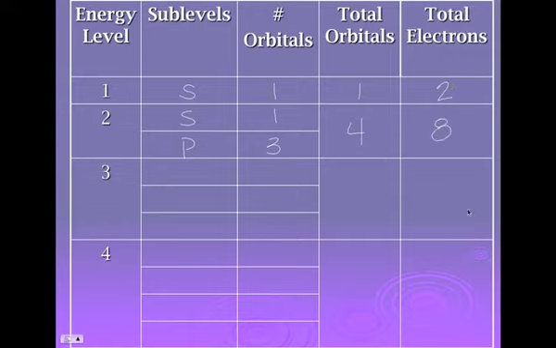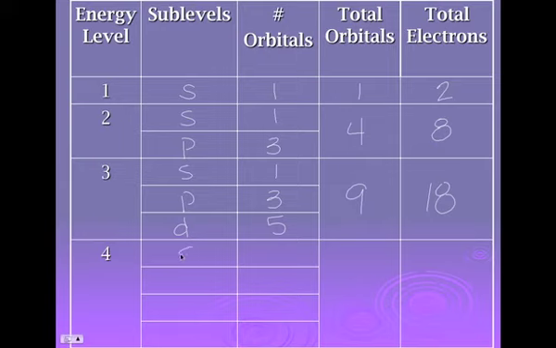You'll start noticing a pattern going on over here on this side. Energy level 3 can have the sublevels S, P, and D. That S can have 1 orbital, P can have 3, D can have 5. Remember, these go up by odds. Add all this up, total number of orbitals for energy level 3 is 9. 9 times 2 gives us 18 possible electrons. These numbers should really start looking familiar to you now. And if you're quick at math patterns, these are probably starting to take shape.